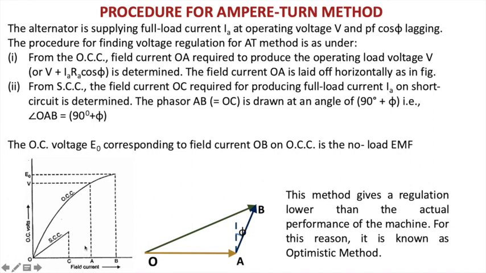So we get this OC from the short circuit test, and this angle 90 plus phi is for the lagging power factor load. So the open circuit voltage E0 corresponding to the field current OB on the OCC is the no load EMF. Okay, so this is your E0, because this OC has been added over here. So this total current OB is the value of the field current which is required to produce the no load voltage E0. So this method gives a regulation lower than the actual performance of the machine. Hence it is known as the optimistic method.